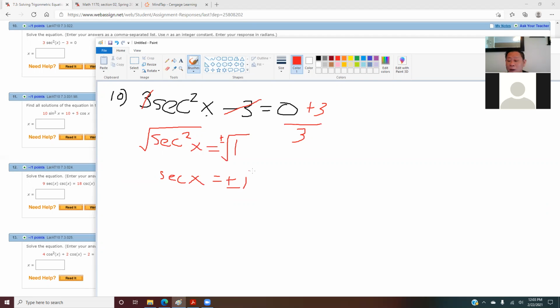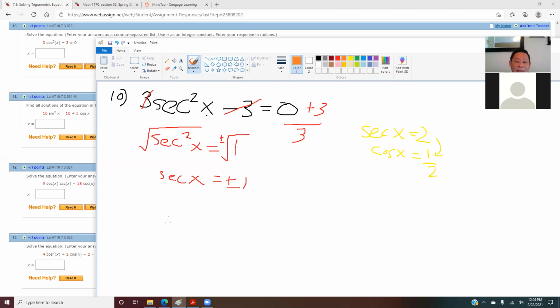Now, if you are not very familiar with secant, cosecant, or cotangent, you can always change it to sine, cosine, or tangent by flipping the numbers. For example, if I ask you secant x equals 2, you can flip this to become cosine x, because secant is the reciprocal of cosine. You just flip the number to become 1/2. So you can always do that. If you don't like secant, cosecant, or cotangent, you can change to sine, cosine, tangent by flipping. So same thing over here.